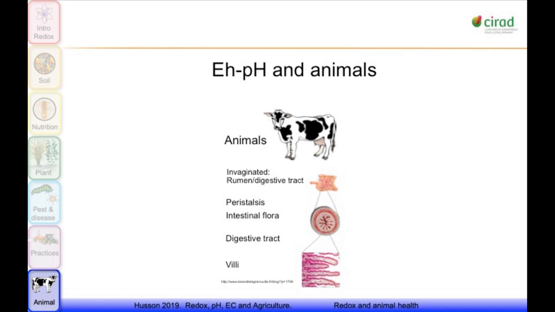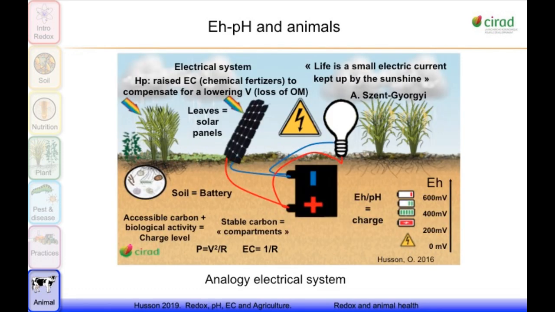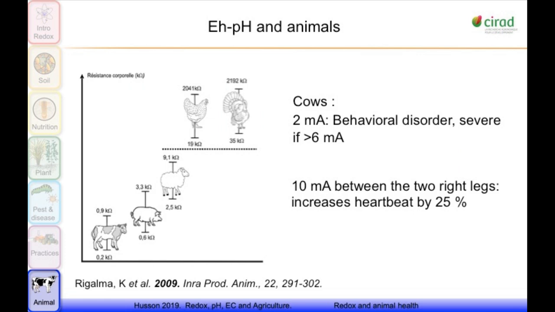For animals, in 2 minutes, we can have exactly the same analogy with animals. And there are some studies: a cow's resistance is about 500 ohms. And if you have more than 2 million volts between the legs and the mouth, the cow will start not drinking a lot. More than 6 million, they are not drinking anymore. 500 millivolts, 6 million, it's 3 volts. It's 3 volts, you have them very easily. So all this electric current where you have the animals, it's tremendous. 10 milliamperes between the two right legs, the heartbeat is increased by 25%, and the milk production drops completely.